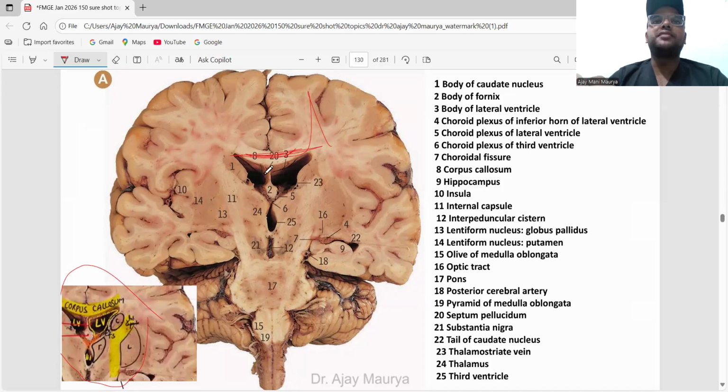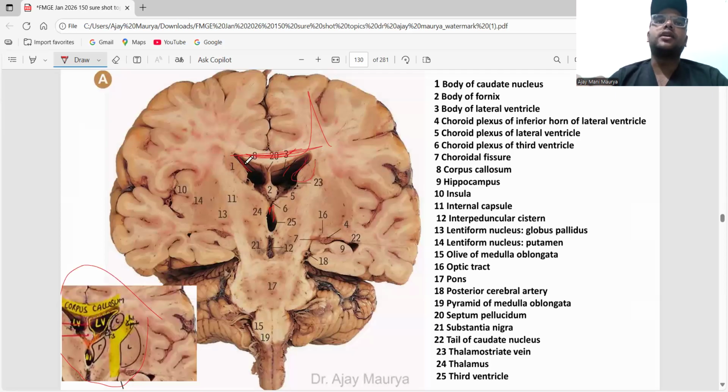This is the fornix, the body of the fornix here. These are the two lateral ventricles. This is the third ventricle. This is the fourth ventricle here. Remember, this C-shaped structure is the caudate nucleus.